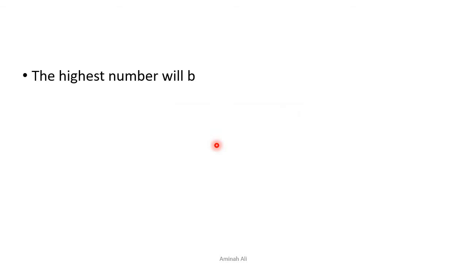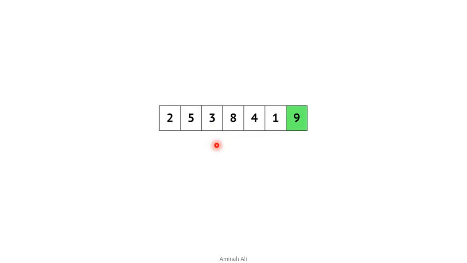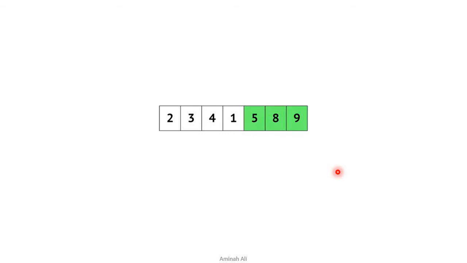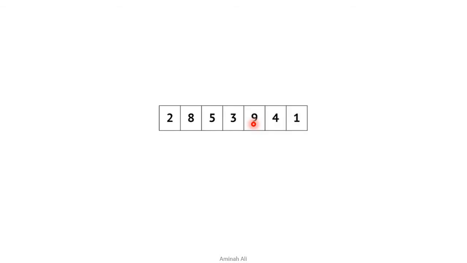So the highest number will bubble itself to the right with each iteration. 9 was the highest number. With each iteration, 9 will bubble itself to the right. Now you will see it when we do the whole sorting again. A sorted partition will form at the end of the array with each iteration. Like that, 5, 8, 9, they are the sorted items and I represented them with green.